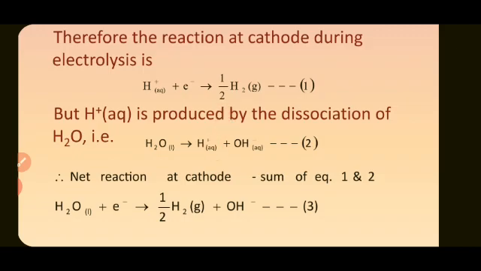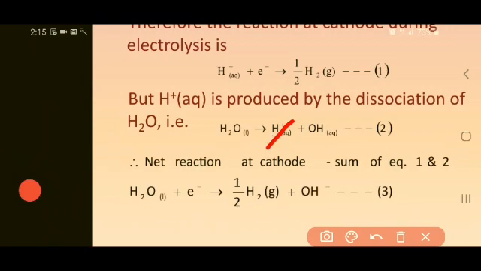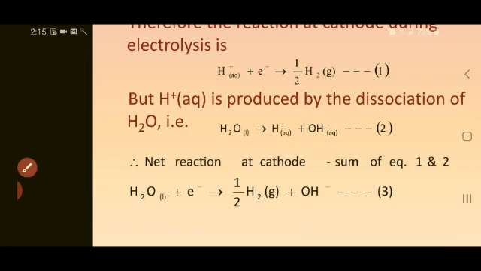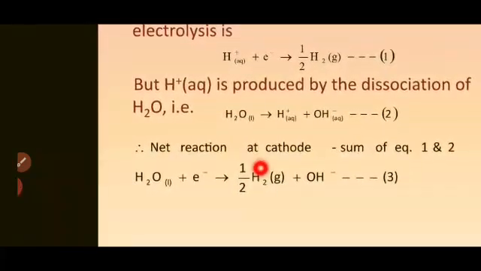So 1 and 2 means this H plus will get cancelled. This H plus and this H plus will get cancelled because they are on opposite sides. Then the remaining part is H2O, liquid, plus e on the reactant side. On the product side what remains? Half H2 gas and OH minus, that is hydroxyl ion. So this is the equation which takes place at the cathode, and the gas liberated is half H2, that is hydrogen gas.